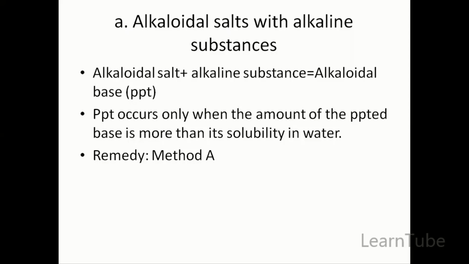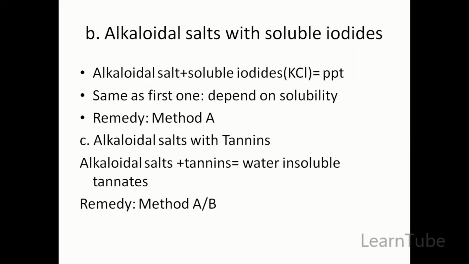If in my formulation the amount of strychnine is 0.5 gram, precipitation will not occur, because the solubility of strychnine is 1 gram in 100 ml and the amount here is only 0.5 gram. So whatever base is formed will also get solubilized, and precipitation will not occur. So what is the remedy? Method A. If you use method A, this problem can be overcome.